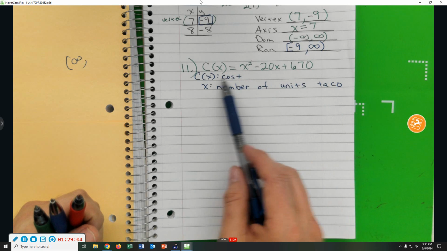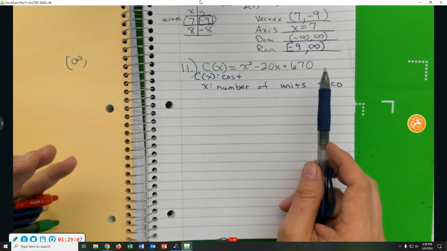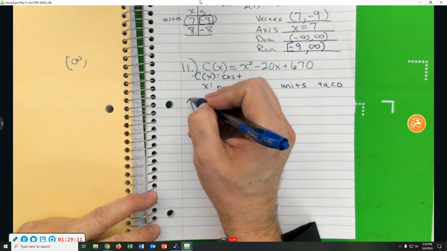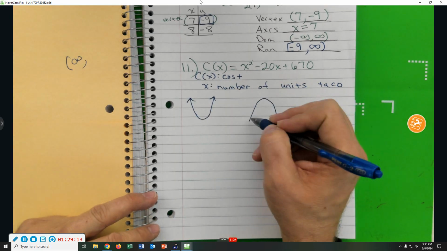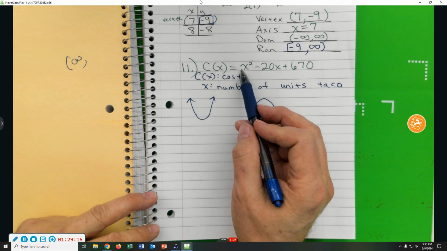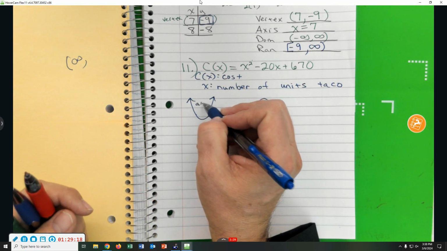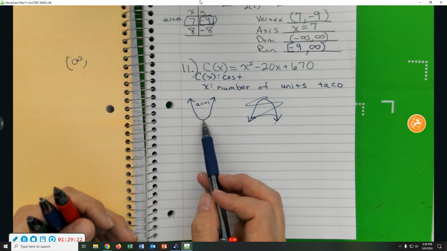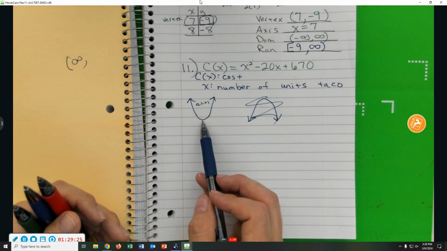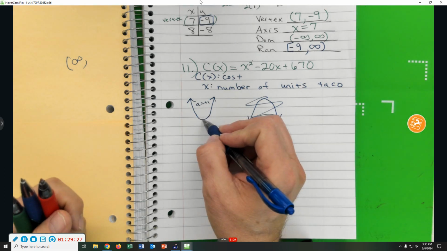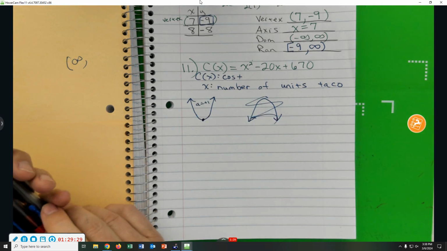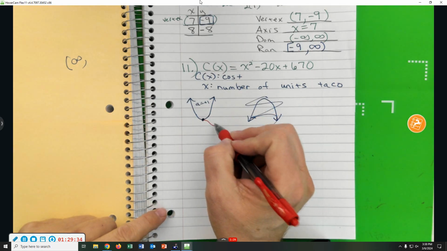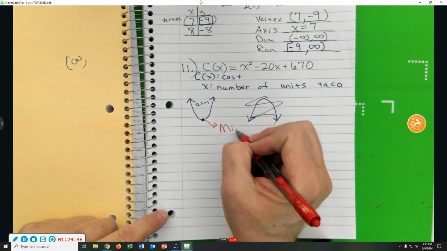They don't ask us to draw a graph of it. But if they did, do we expect the parabola to be opening upward or downward? What do you look at? Upward, because it's not a negative. It's a positive 1. So we expect the parabola to open upward. If the parabola is opening upward, here's the vertex. What do we have there, maximum or minimum? If a parabola is opening upward, we expect the vertex to correspond to a minimum.